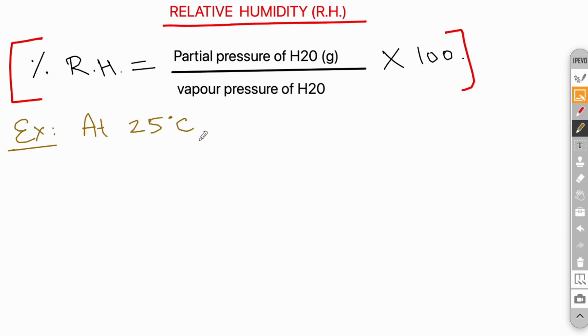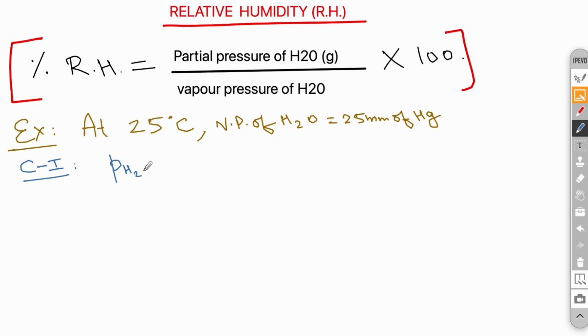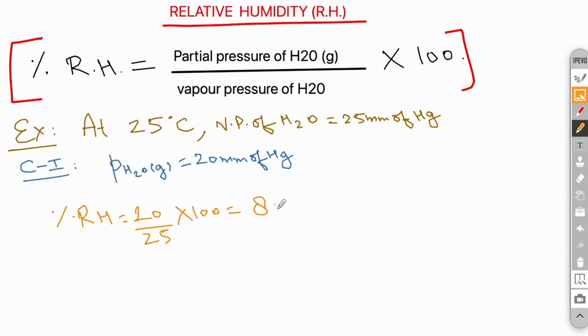We'll write an example here. At 25 degrees Celsius, vapor pressure of water is given as 25 mm of mercury, right? And for case 1, let's take partial pressure of water in gaseous state equal to 20 mm of Hg. So we'll talk about relative humidity here. We'll simply apply the formula. So it will be 20 divided by 25 multiplied by 100. It will come out to be 80%, right?